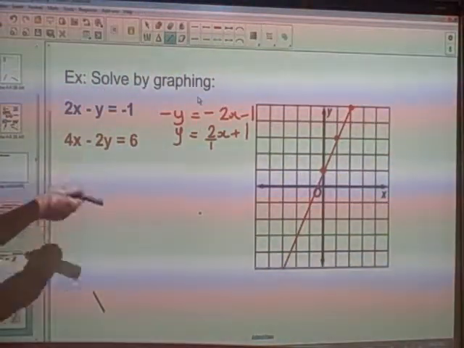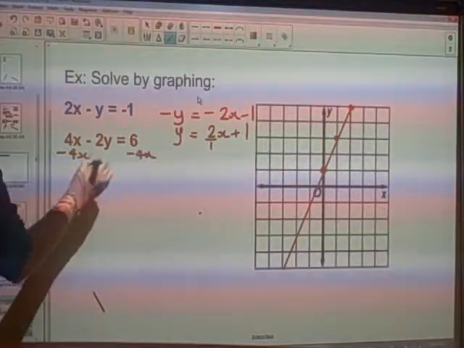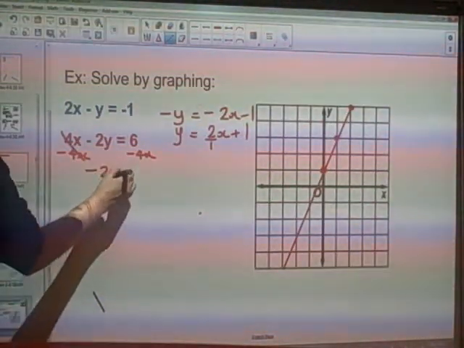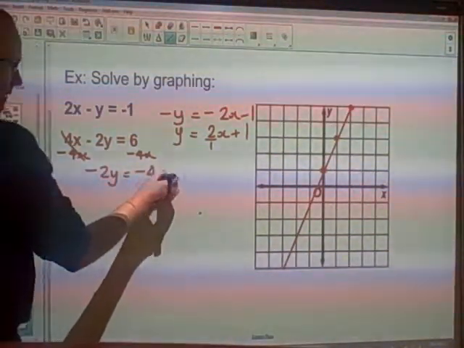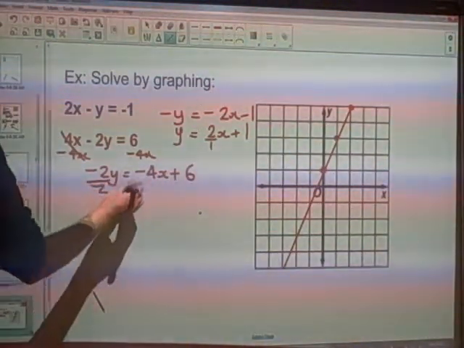Now, same idea for this one, so I'm going to subtract 4x from both sides. So that cancels, and I get -2y equals -4x plus 6. And then divide everything by -2.